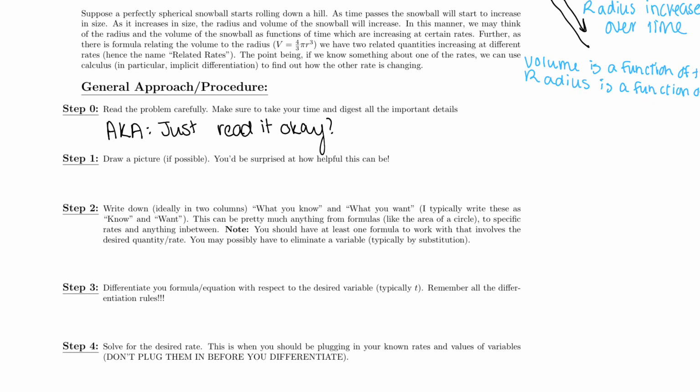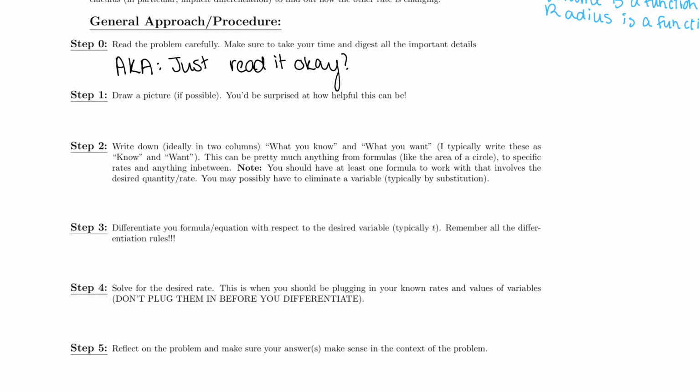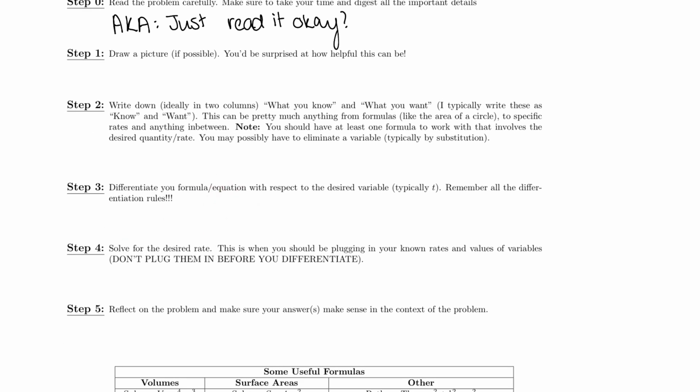All right, then comes the important part. You gotta write down what you know and what you want to know. I'll show you this when we get to it, but it's important to identify from the problem what you know and what the problem is asking for. Between what you know and what you want, you should have at least one formula to work with that involves the desired quantity or rate. Then we do some differentiation. Then we solve for the desired rate. Then we reflect on the problem.